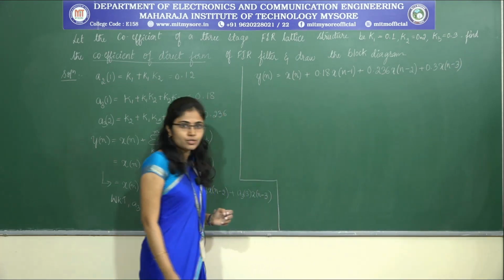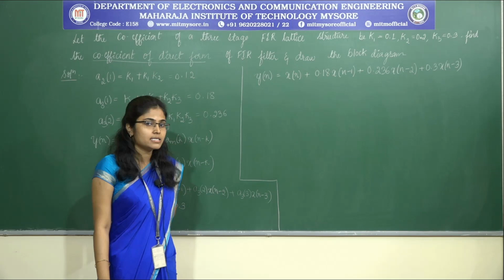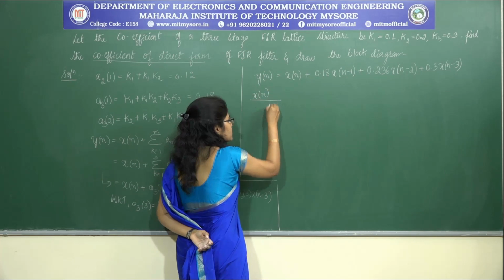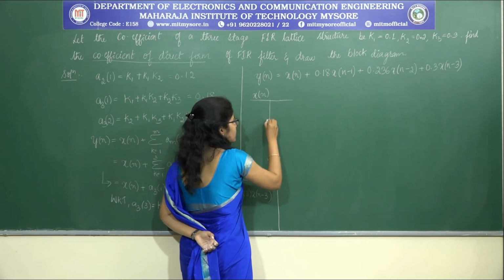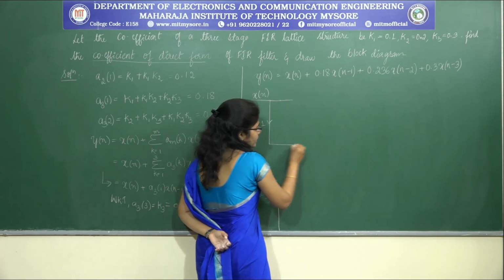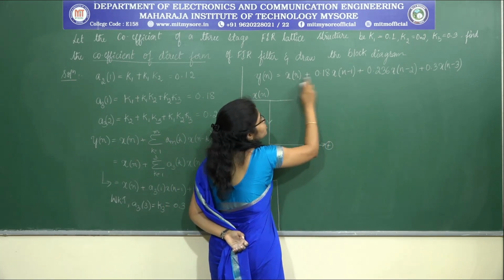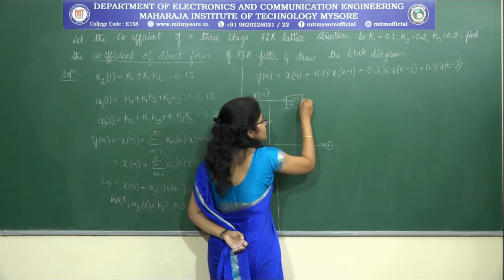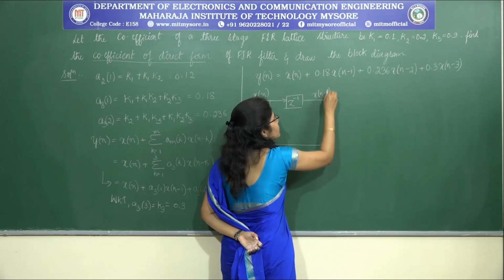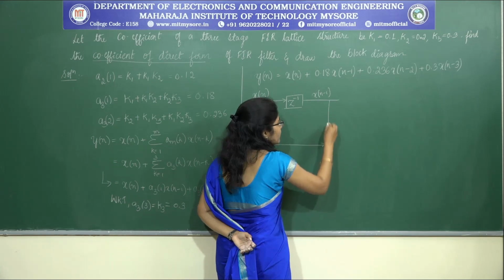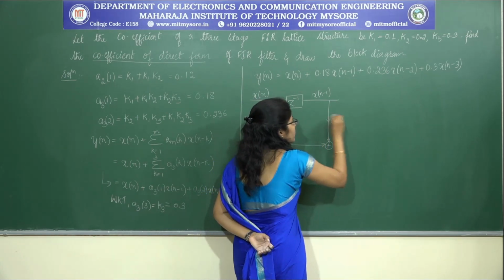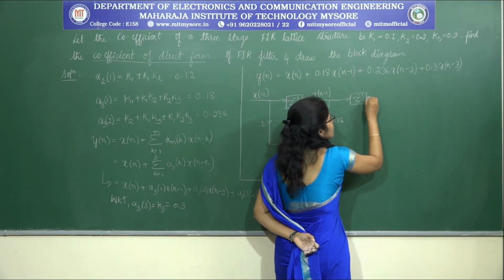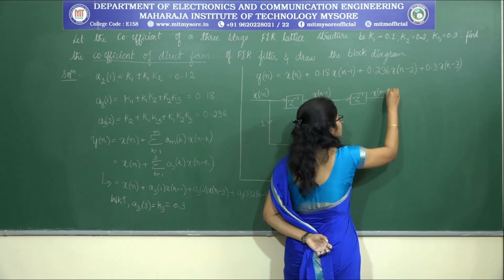So, did we find the difference equation? Yes. With the help of the difference equation, can I easily draw the direct form structure? Yes. So x of n is the input. It is getting divided into two branches. x of n is multiplied with 1 and given to the adder. x of n is delayed once, which gives us x of n minus 1, which has to be multiplied by 0.18 and given to the adder. Again this has to be delayed once, which gives us x of n minus 2.